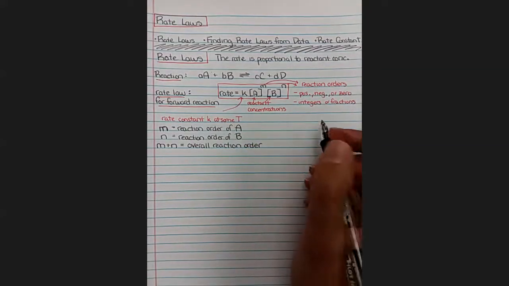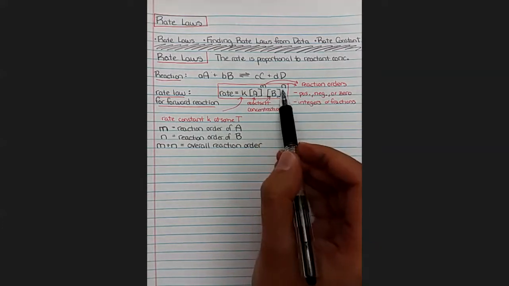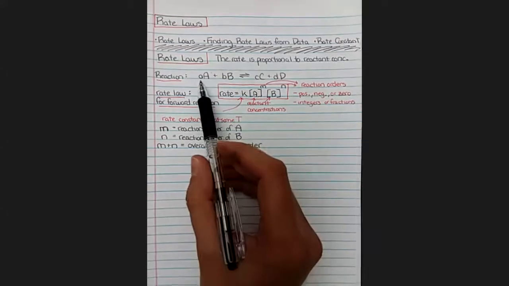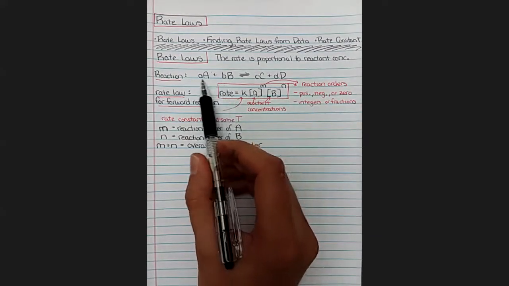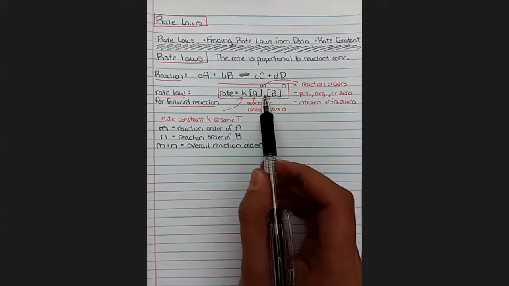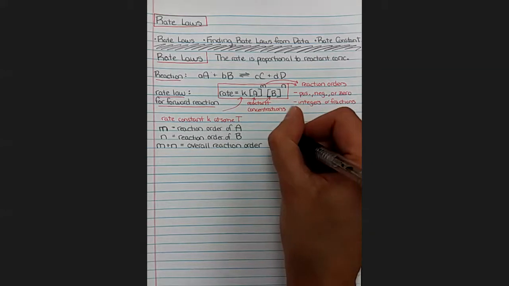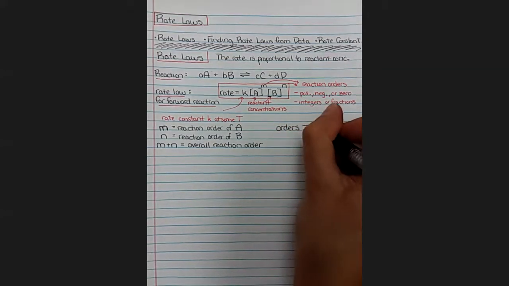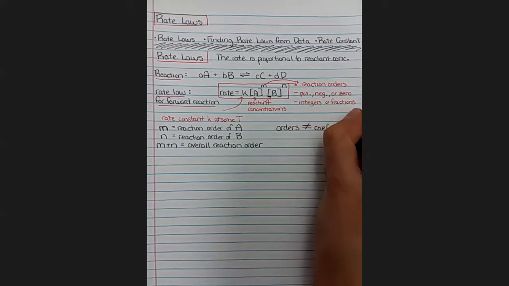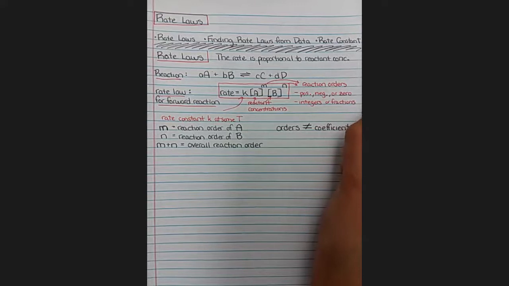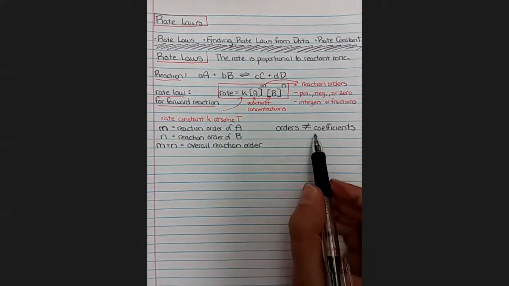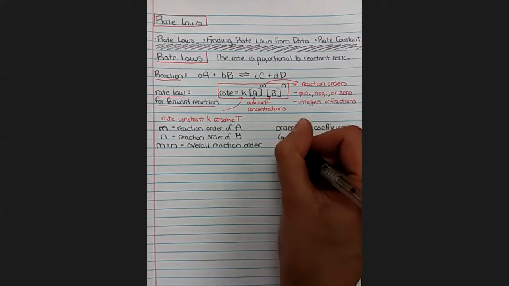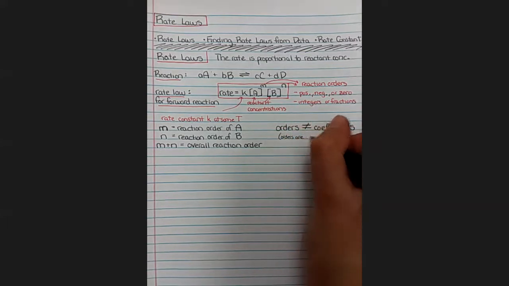And then one more point that's very important to make: notice that I used the letters m and n for these exponents. I did not use the letters a and b. So these coefficients a and b are not related to the exponents m and n. So the orders are not necessarily equal to the coefficients. We'll see a little bit later that sometimes they can be the same, but you don't want to assume they're the same. You need to use the data to determine the order. The orders are experimentally determined. They're not based on the stoichiometry.